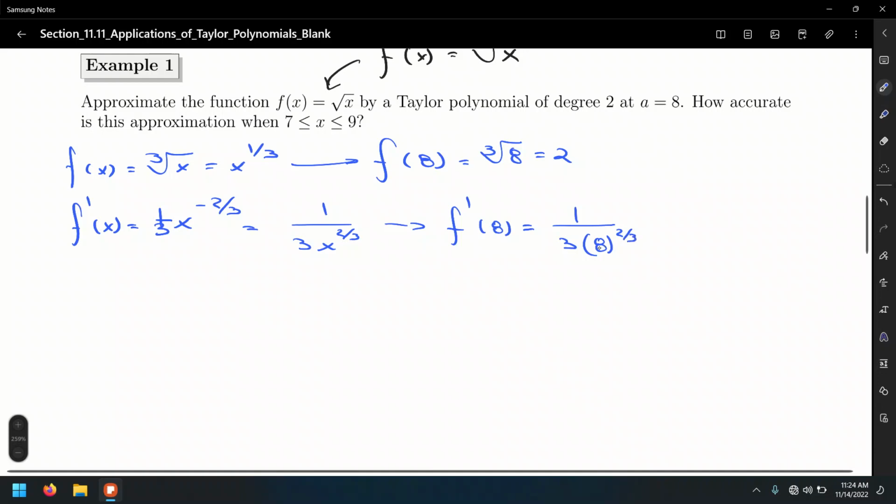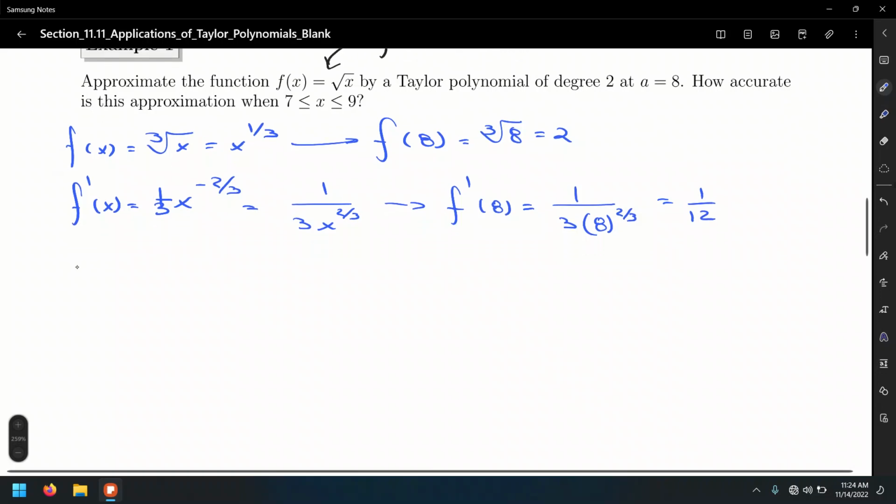Now we may evaluate this first derivative at 8, which equals 1/3 times 8 to the 2/3. That's the same as taking the cube root of 8, which is 2, then squaring it, which is 4, times 3. That gives us 12 in the denominator, so that's 1/12. Let's get the second derivative. Careful, because that's negative 2/3 times the coefficient, which is positive. That's going to be negative 2/9 x to the negative 2/3 minus 1, which is basically 3/3. Isn't that going to be negative 5/3?